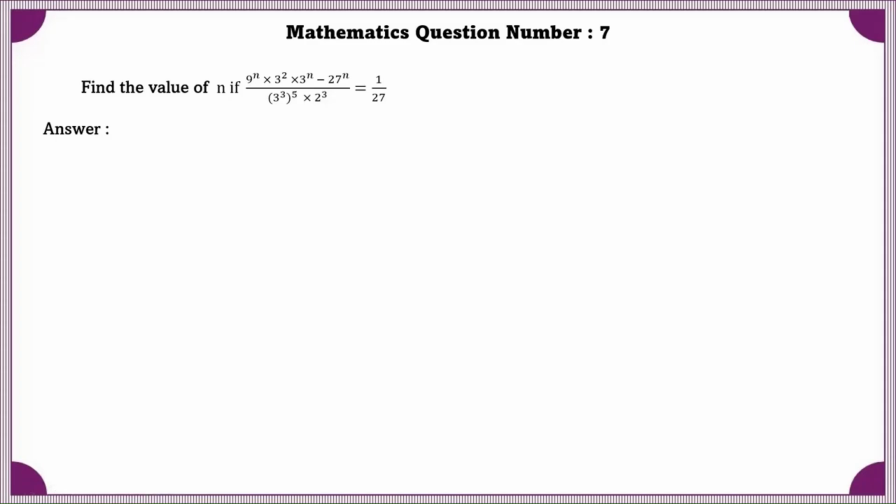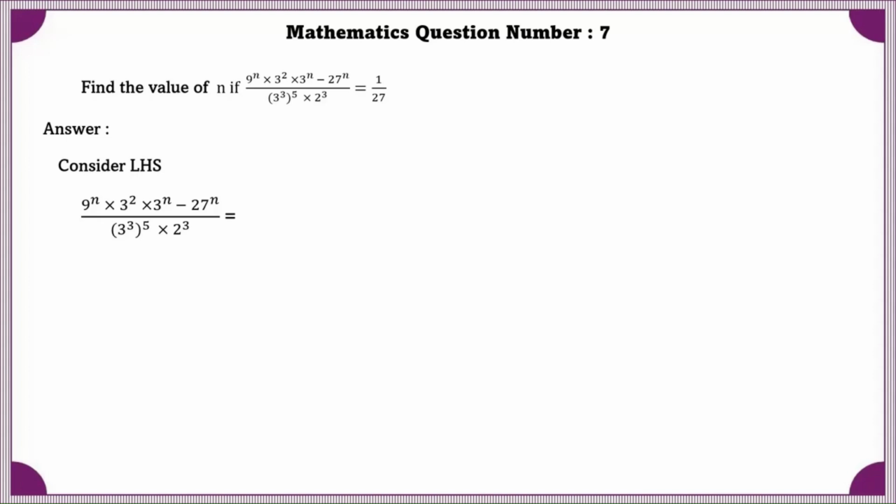Mathematics question number 7. Find the value of n if 9 to the power n into 3 square into 3 to the power n minus 27 to the power n by 3 cube whole to the power 5 into 2 to the power 3 is equal to 1 by 27. First, let us consider the LHS. Whenever you see several exponential terms, try rewriting them as a common base. Writing the terms with the same base makes the expression easier to simplify. Factor out common terms and perform further manipulations.